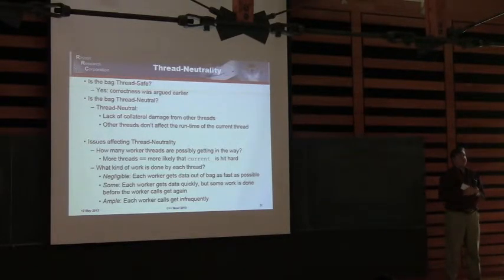Collateral damage, you mean not as fast as you'd like? Not as fast. If you imagine there was only one thread on the machine and it could run, it would be done in, let's say, 10 seconds. And if all of a sudden you ran two threads on the machine, they had nothing to do with each other, but the existence of two threads running at the same time slowed down your other one, so it ran in 11 seconds. That's collateral damage, because you've slowed down another thread that probably had nothing to do with you. Does that make sense?